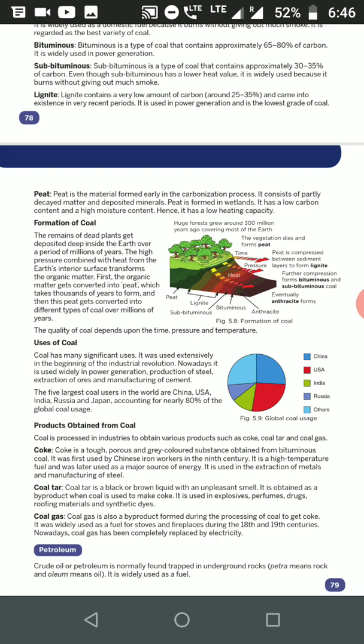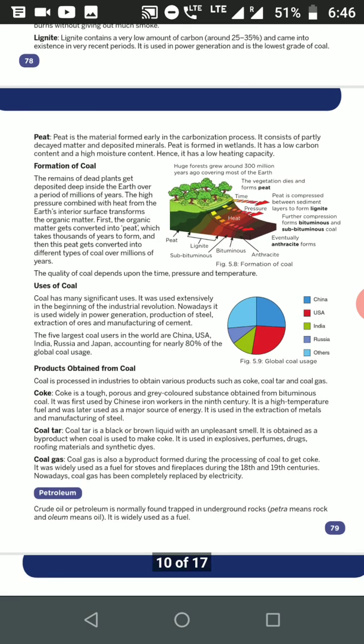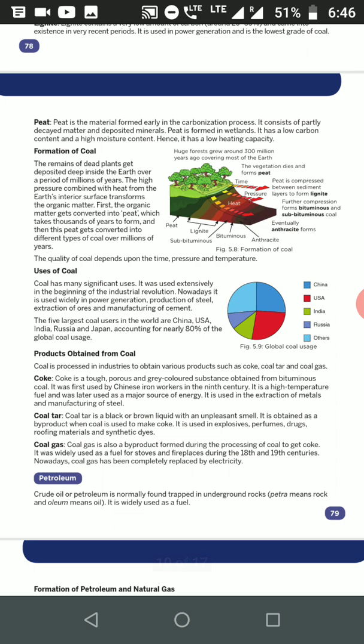Next, uses of coal. Coal has many different uses. It was used in the Industrial Revolution. It is used in power generation, steel production, extraction of coal and cement manufacturing. The largest coal users in the world are China, USA, India, Russia and Japan.